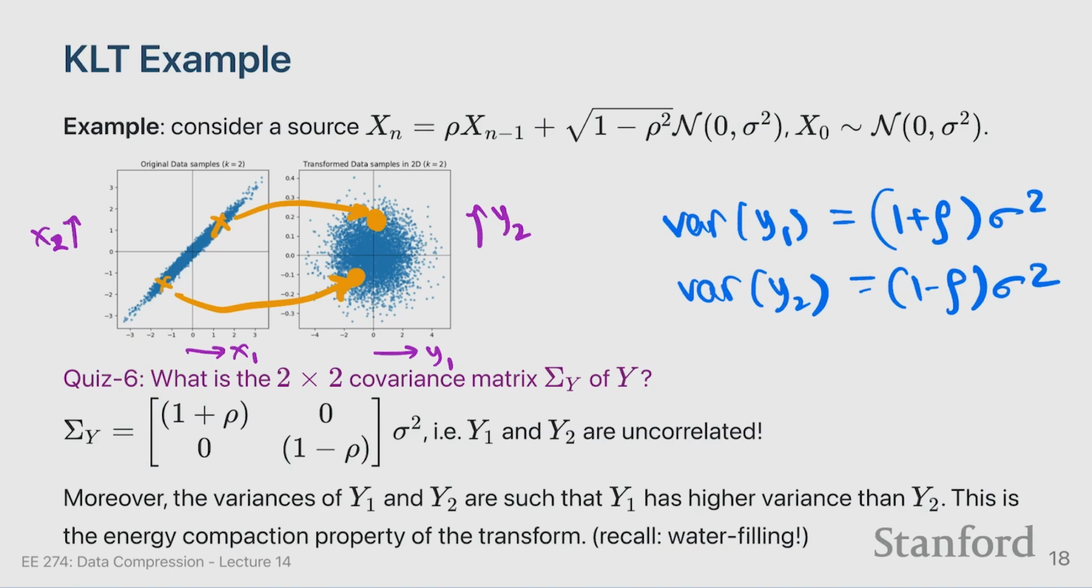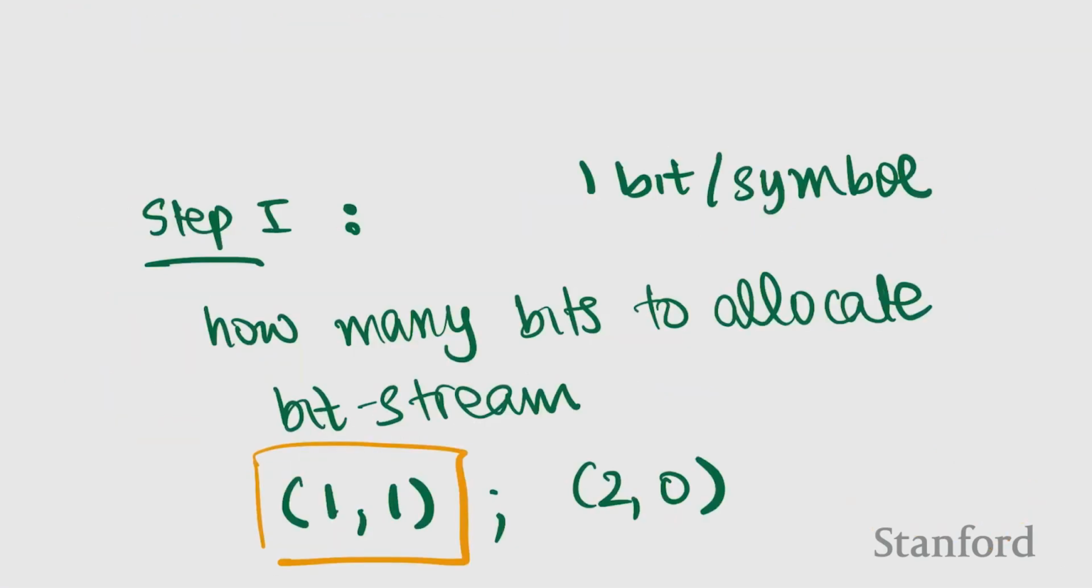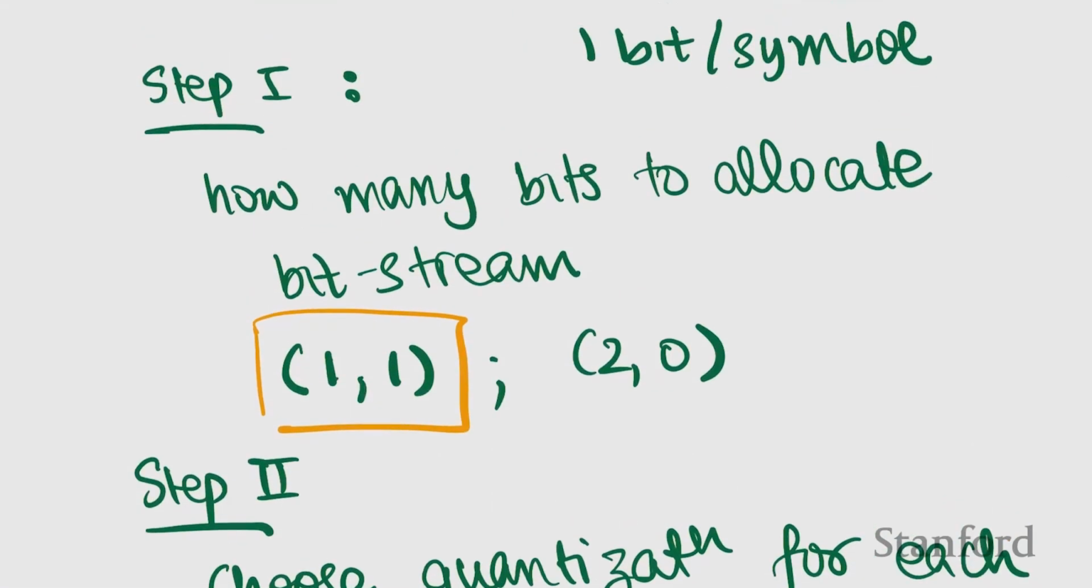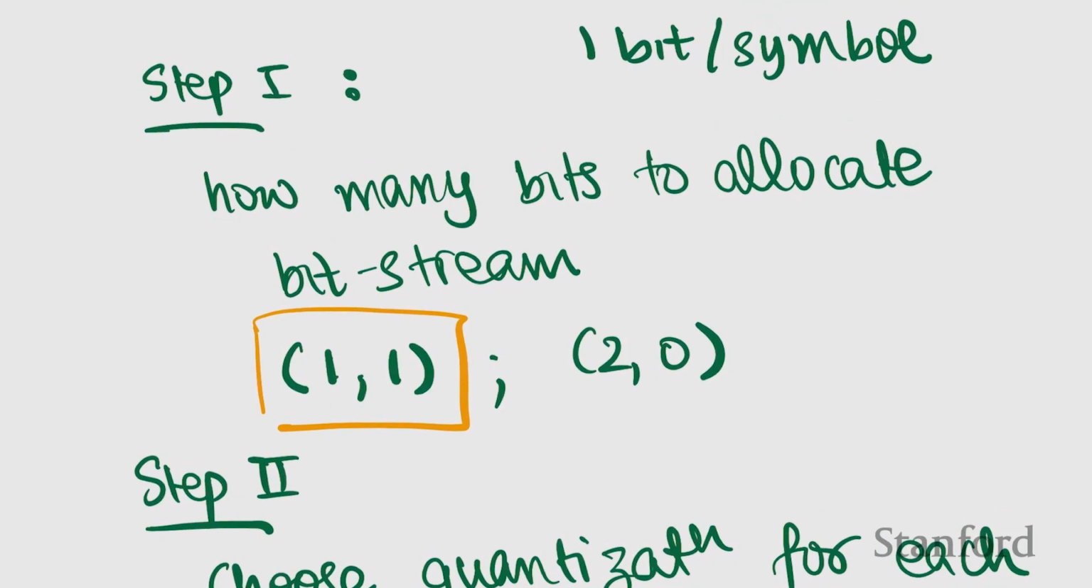Just like for the total bit rate you're given, like you said, you were given a bit rate of 2 bits per sample. Then when we're allocating it to the streams, isn't each stream? So actually, I said 1 bit per symbol. Yeah. So if it's 1 bit per symbol, I can give each stream 1, or I can give one stream 2 and the other stream 0.